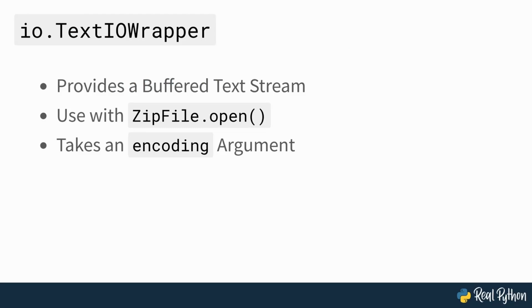Just as with decode, the io.TextIOWrapper class takes an encoding argument. You should always specify a value for this argument because the default text encoding depends on the system running the code and may not be the right value for the file that you're trying to decode.